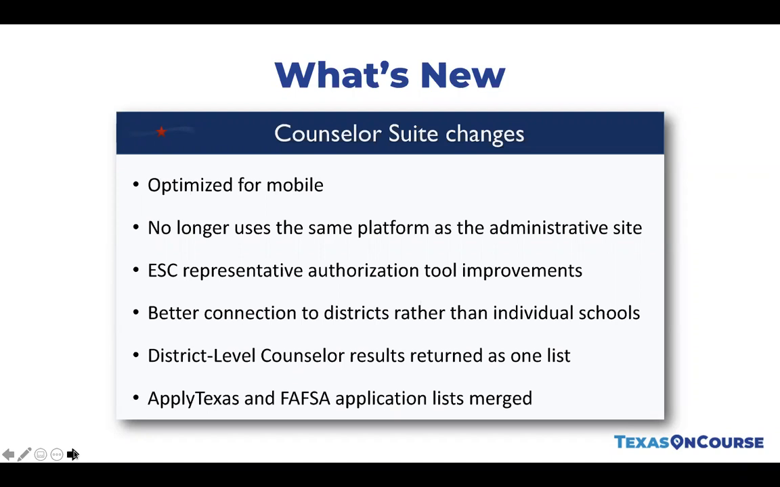rather than individual schools. District level counselor results are returned as one list, and previously, you had to kind of switch between high schools to access that data, but you can see all the high schools if you're a district level counselor in one list. And finally, ApplyTexas and the FAFSA applications have been merged, so you don't have to toggle between the two applications. You'll actually see all of the statuses together, and we'll share a little preview about what that looks like here in a sec.